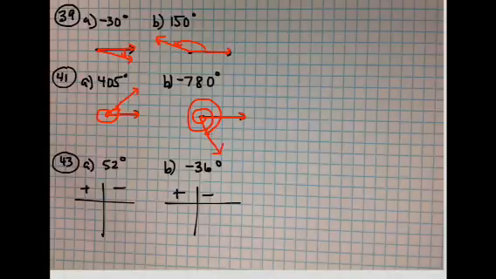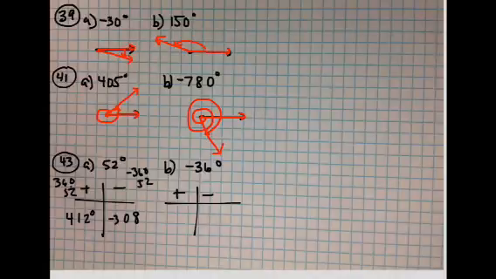So instead of 2 pi, we're going to be adding and subtracting 360 degrees. So for another positive angle, you add 360 to 52, and you get 412 degrees. For the negative, you do negative 360 and 52. That's going to give you negative 308 degrees.